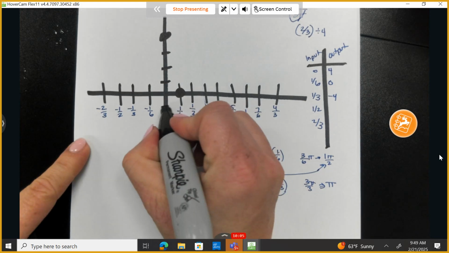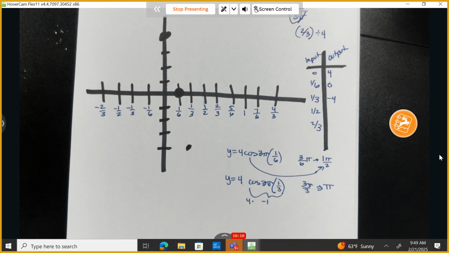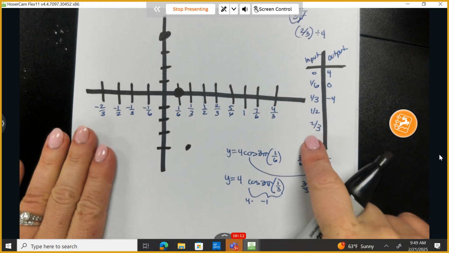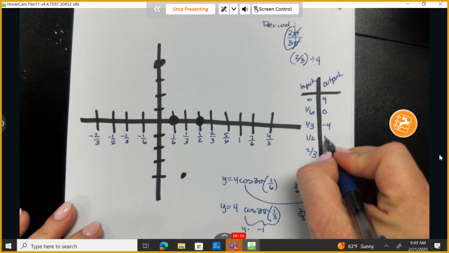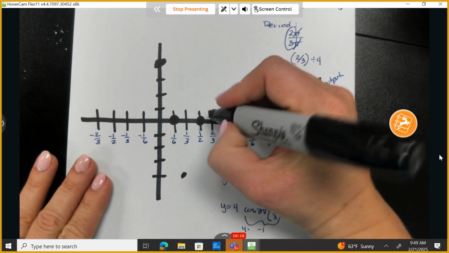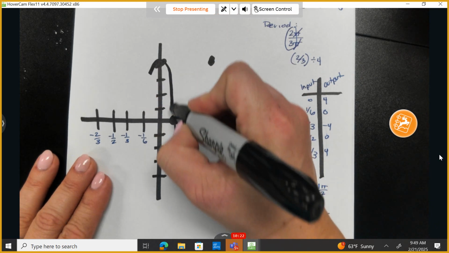That's enough for me to see this pattern, and this is where your cheating skills come into play. If you didn't feel confident, you could continue to do the 1/2 and the 2/3. But I know that when I plug in 1/2, I'm going to get 0. And when I plug in 2/3, based on the patterns, math is about patterns, it's looking like this.